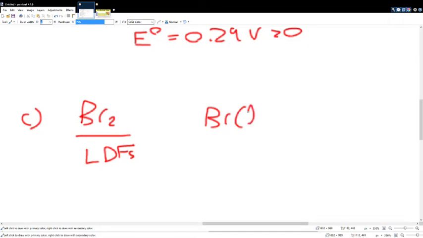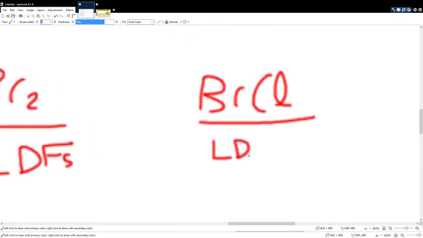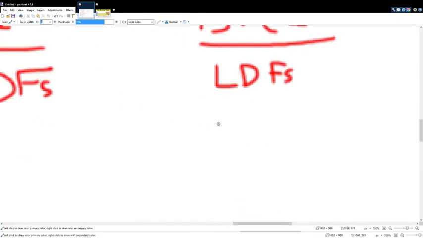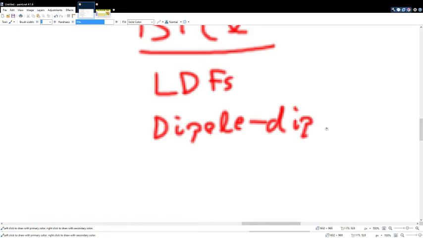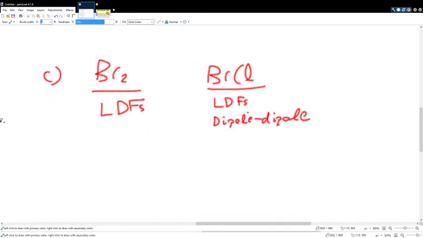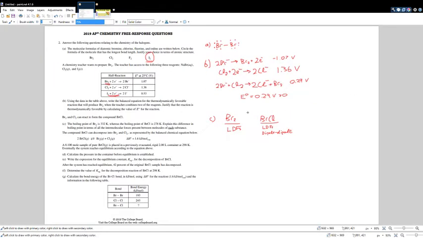And in BrCl, what's present is LDFs and dipole-to-dipole forces. And just looking at this, it looks like BrCl has a greater intermolecular force, which should mean that it has a greater boiling point, but it explicitly gives you that it doesn't.